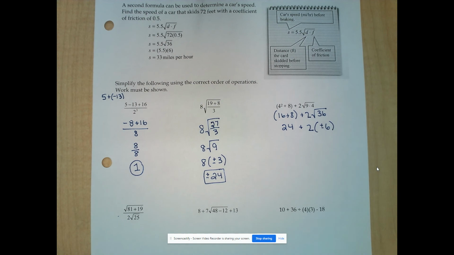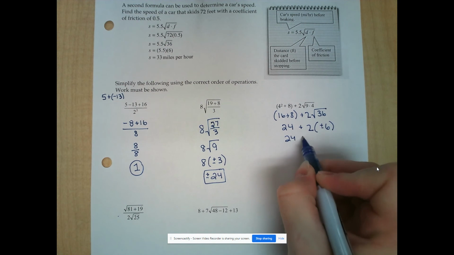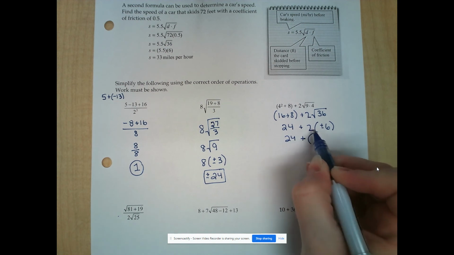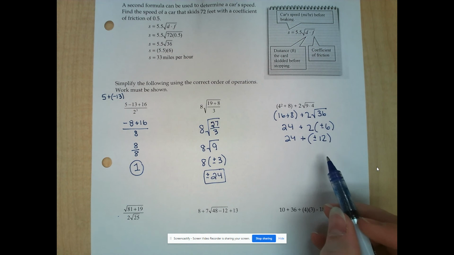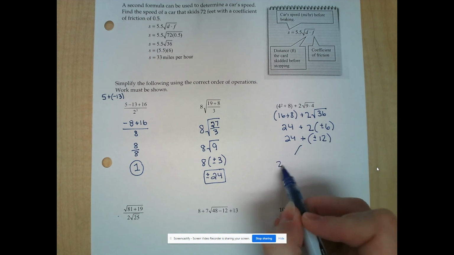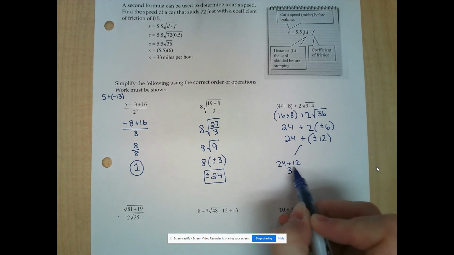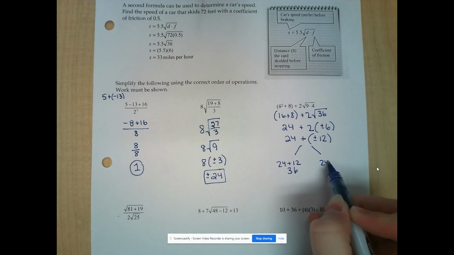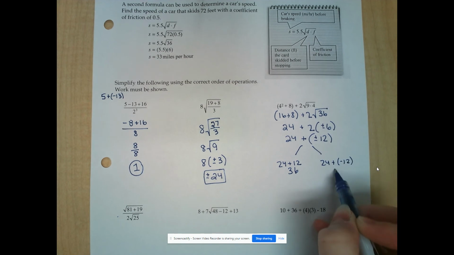6, because again, 6 times 6 is 36. Negative 6 times negative 6, also 36. So 24 plus, and then 2 times plus or minus 6 is plus or minus 12. This is where it gets a little tricky. If I do 24 plus 12, I get 36. If I do 24 plus the negative 12, I get 12.